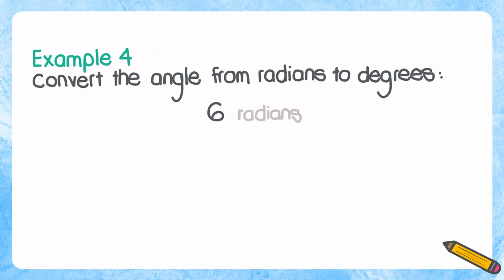Okay, now let's take a look at example 4. We have something that looks a little different compared to the previous examples. So we're going to convert 6 radians into degrees. Notice for this example, there is no pi value, so we cannot use method 2. So we can only use method 1 if we don't see a pi character.